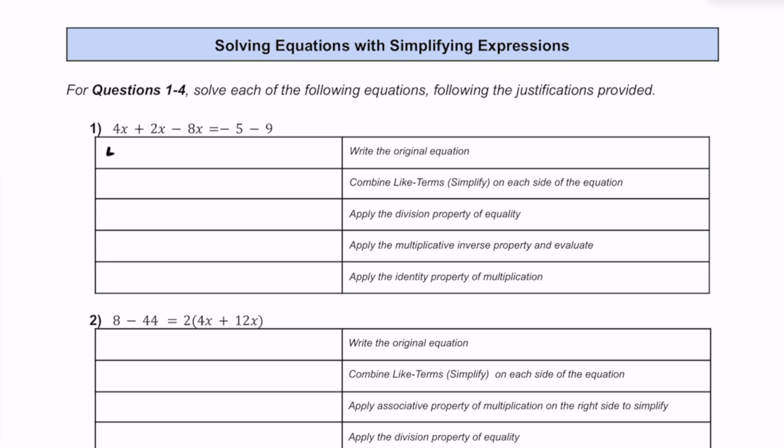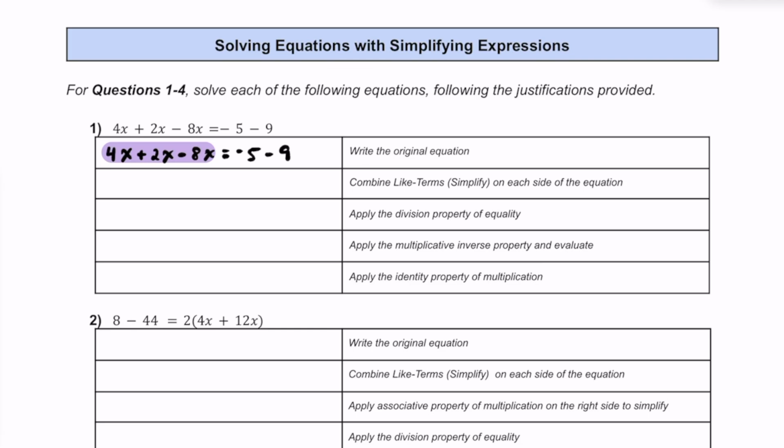So let's just go ahead and copy it down. We have 4x plus 2x, take away 8x, and that's equal to negative 5 minus 9. Okay, so it says combine like terms on each side of the equation. So I'm going to use this purple color for the left side of the equation. 4x plus 2x minus 8x, they're all like terms with each other, so we can combine those coefficients.